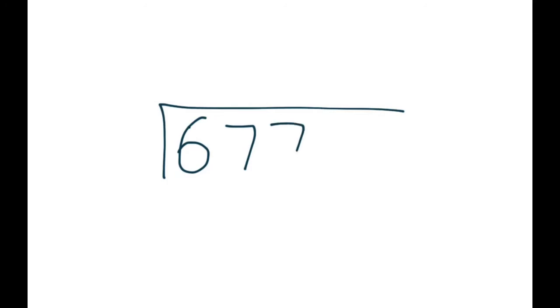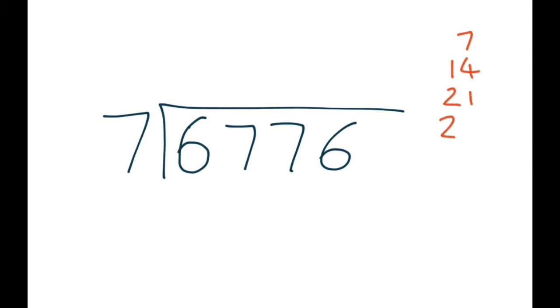I'm going to do a 4-digit number now. So my dividend is going to be 6,776. And my divisor is going to be 7. So it's a trickier times table. So I can either use a times table square or count in sevens and write out my 7 times table. My favourite numbers in it.